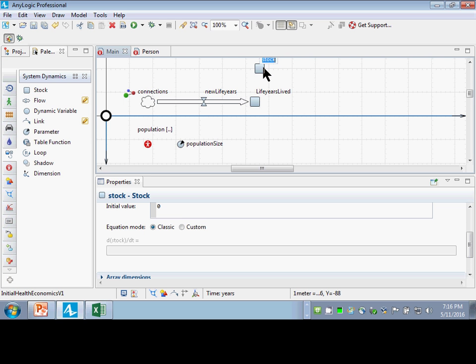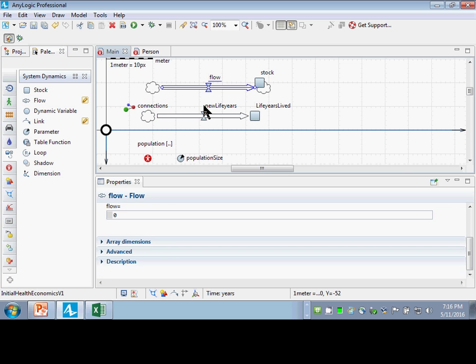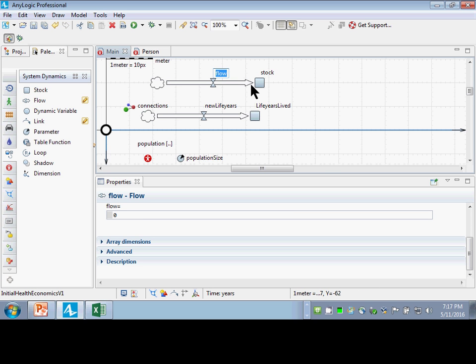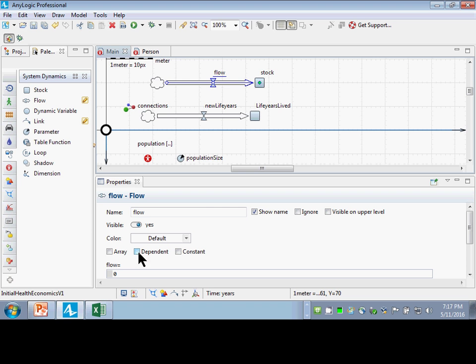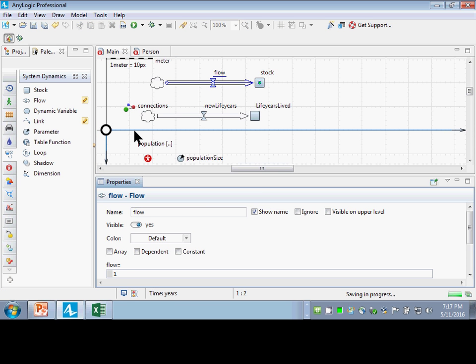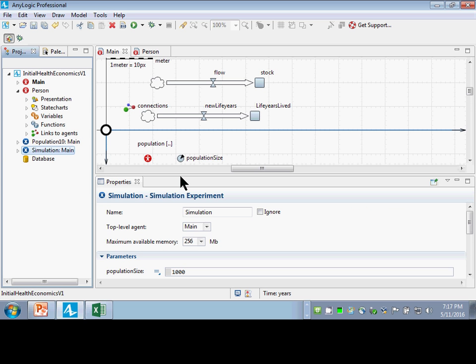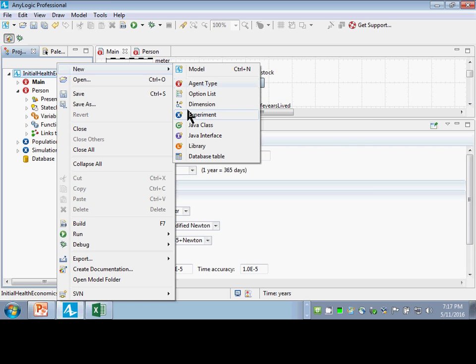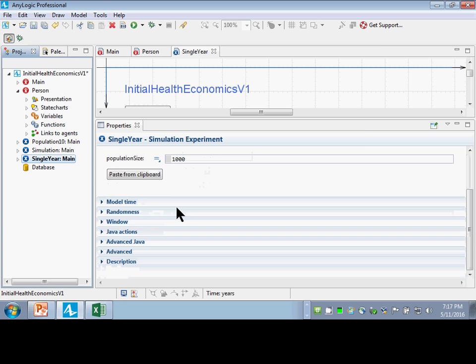And this is going to start at 0, and I'm going to have a flow in here of, let's say, 1 initially, okay? And I'm going to run this model out for 1 time unit. And so in order to do that nicely, I'm going to create a new experiment, which is going to be single year. Okay, it's going to be a single year, and it will go from time 0 to stop at specified time 1. Okay, so I just created a new experiment. It's going to represent a single year.